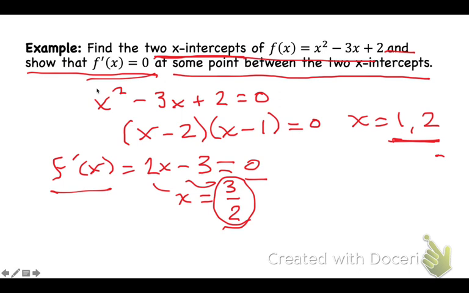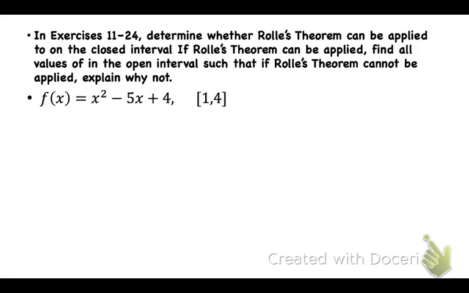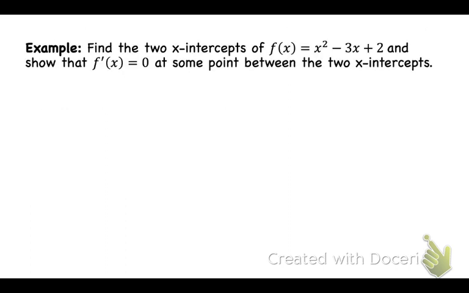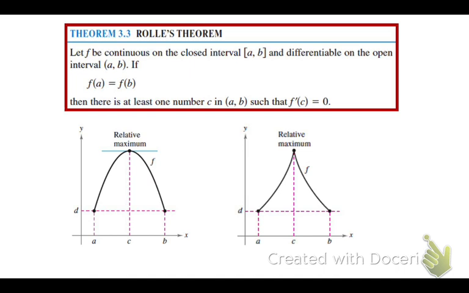Okay, are we ready? The next one says, this is the exact instructions from the book. I love that it's a paragraph, but I wanted to show it to you. It says in exercises 11 through 24, do not write this all down, it's in the book, determine whether Rolle's theorem can be applied. Well, Rolle's theorem says f of A has to equal what? F of B. So the first thing I need to check is if they equal each other. If they don't equal each other, can I use it?